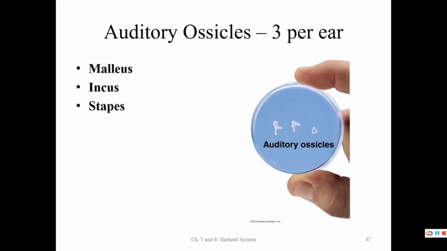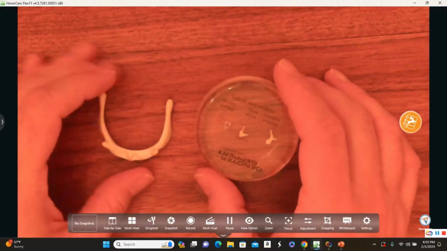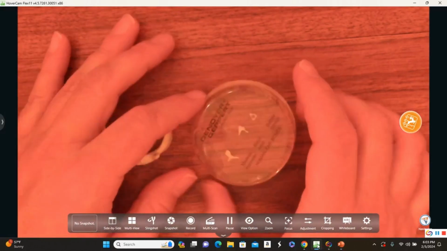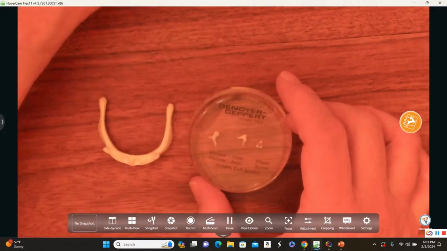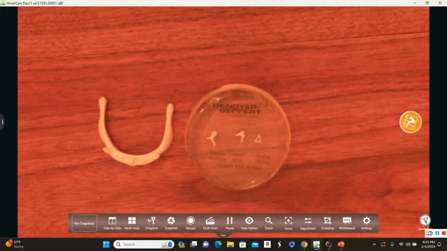Lastly, we're going to see the auditory ossicles: the malleus, the incus, and the stapes. Now I have the real thing. I'm going to put it side by side here with the hyoid so you can see how small it is. So this is a hyoid. This is the real malleus, incus, and stapes. These are the real things. They are found inside of a model that I have. It's a puck. The malleus, incus, and stapes.